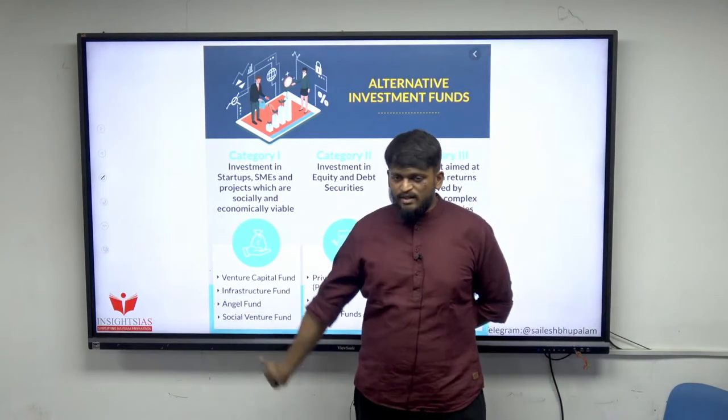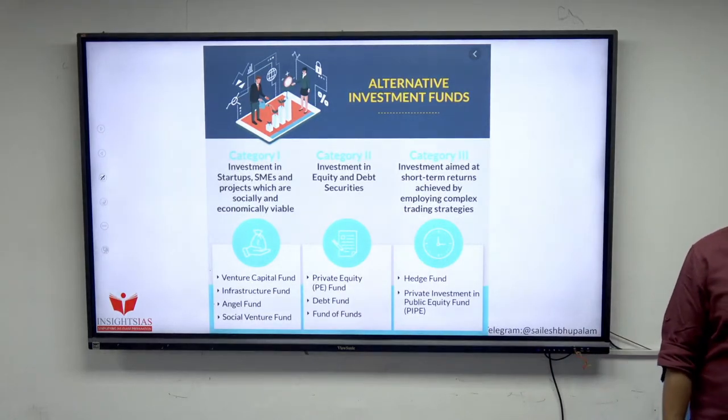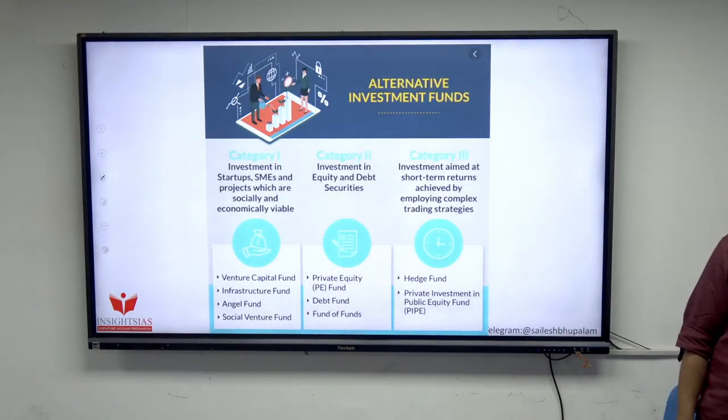Apart from that, infrastructure fund is also present. Everybody probably knows that infrastructure is extremely important to the economy. Why is infrastructure important to the economy? From an economic perspective, yes, it creates employment, that is one aspect.